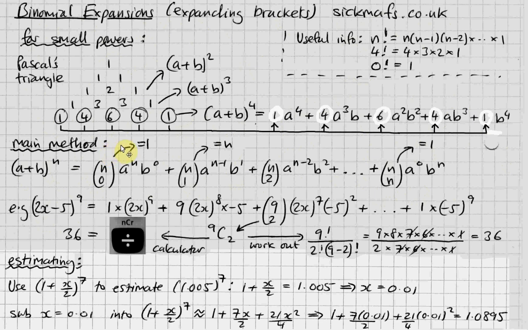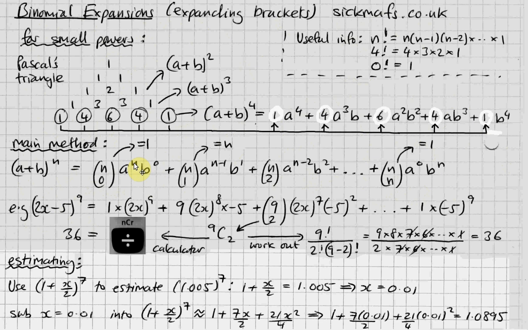So if you've got a plus b to the power n, it follows this pattern, and we're going to talk about how to work these things out with an actual example. We're going to let a be 2x and b be minus 5, and we're going to let n be 9, and we're going to do this expansion. We've already said the first one is always 1, which is generating numbers from Pascal's triangle.